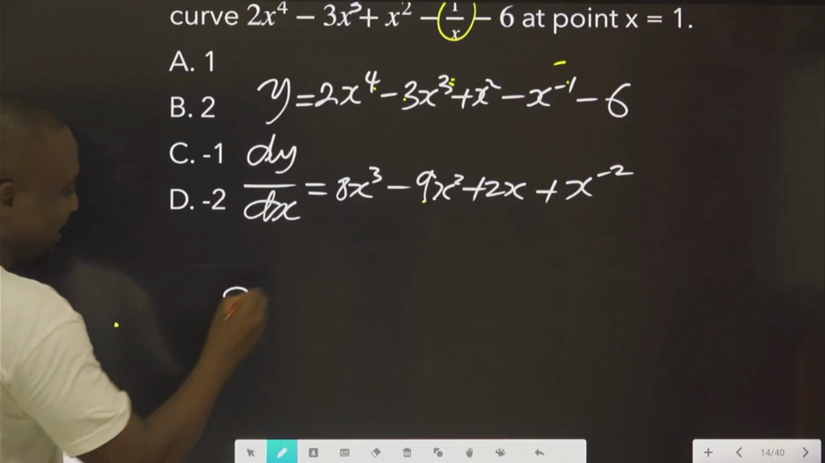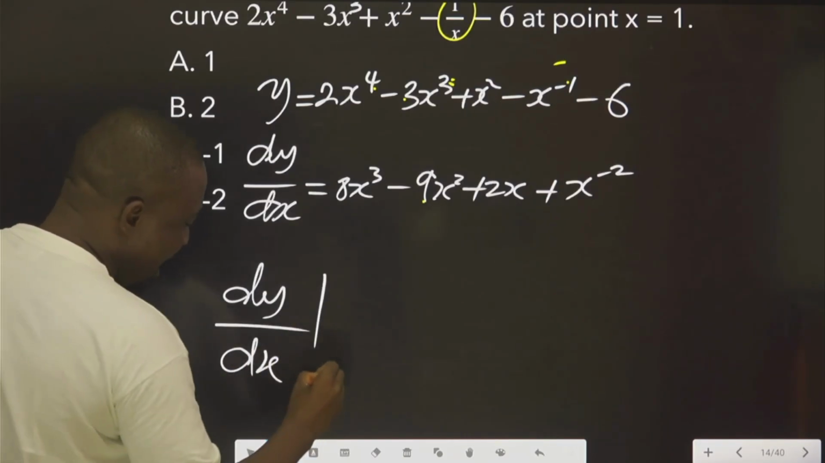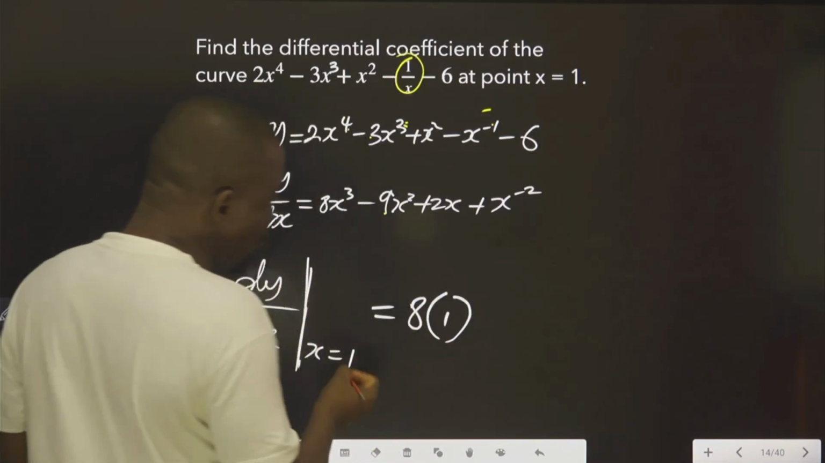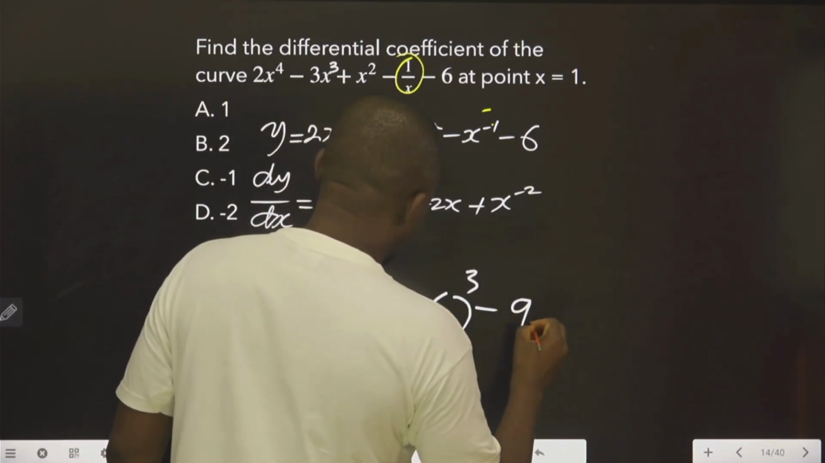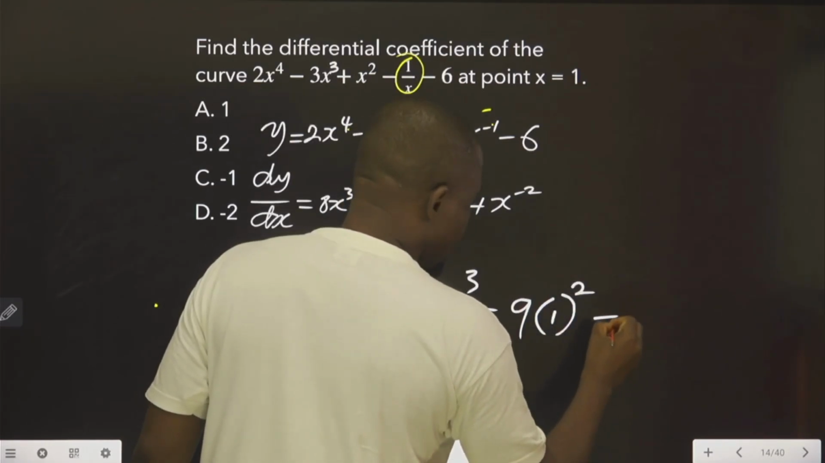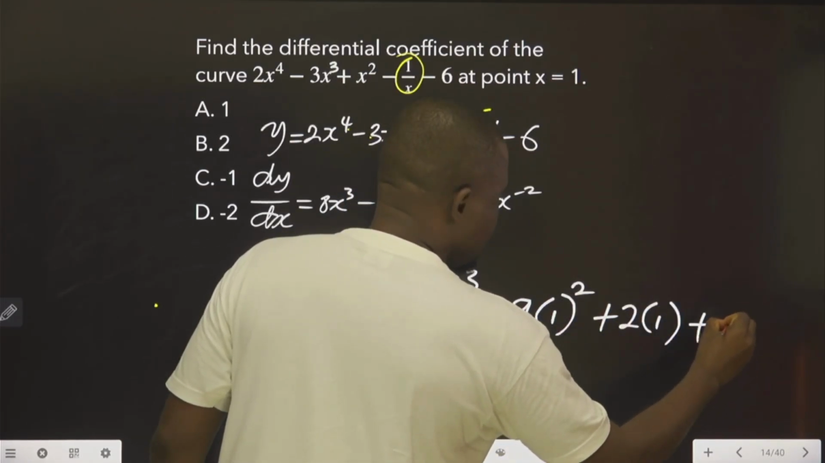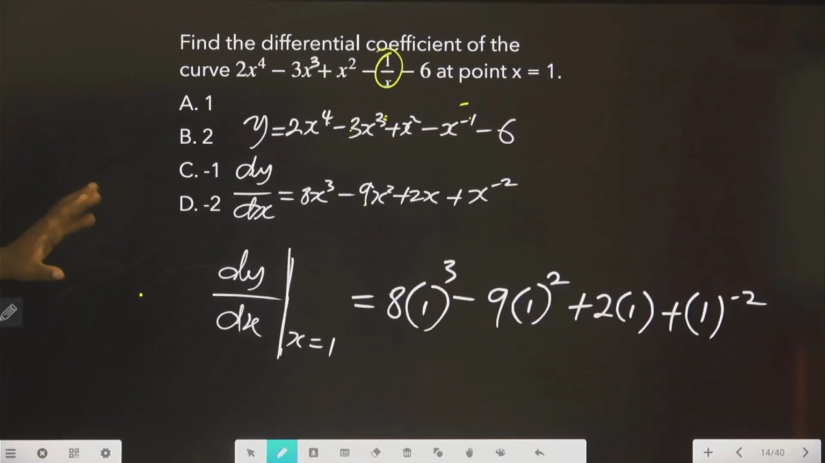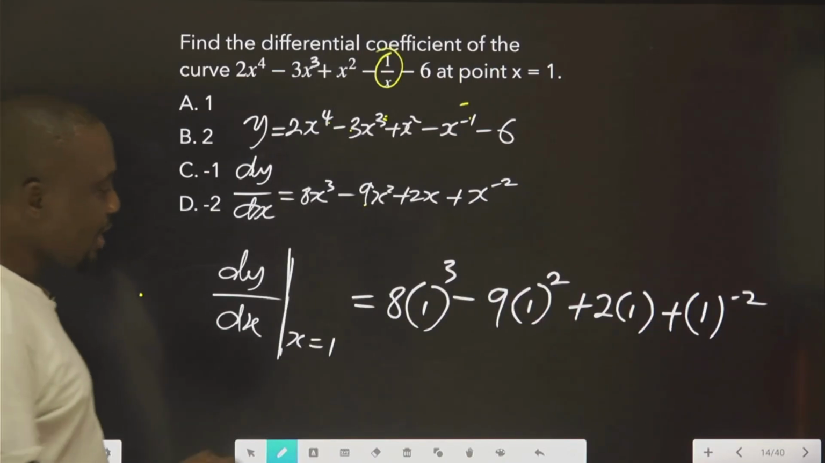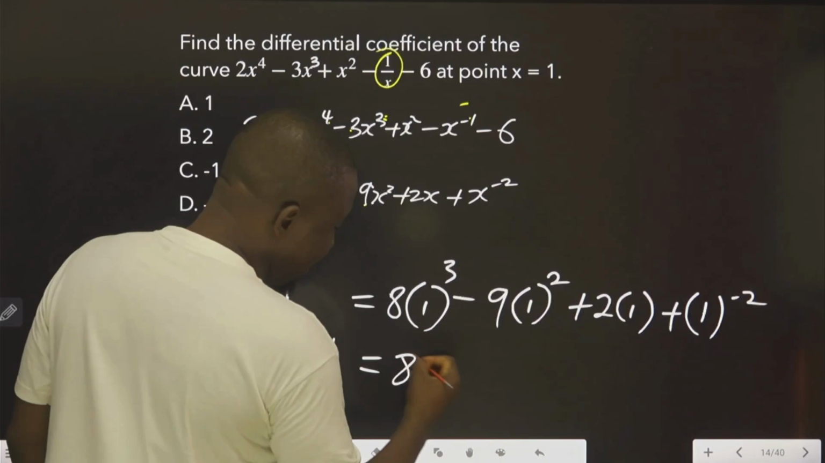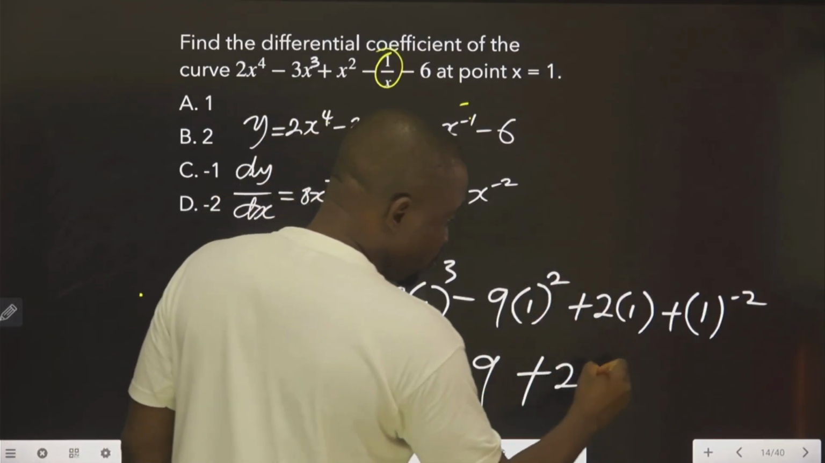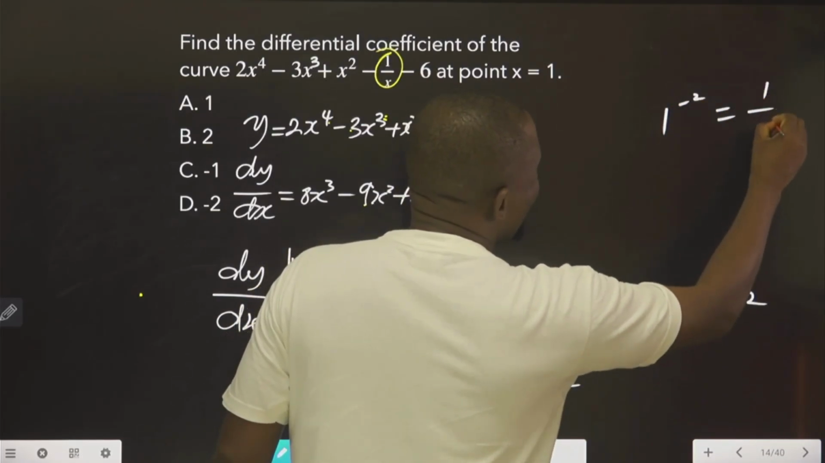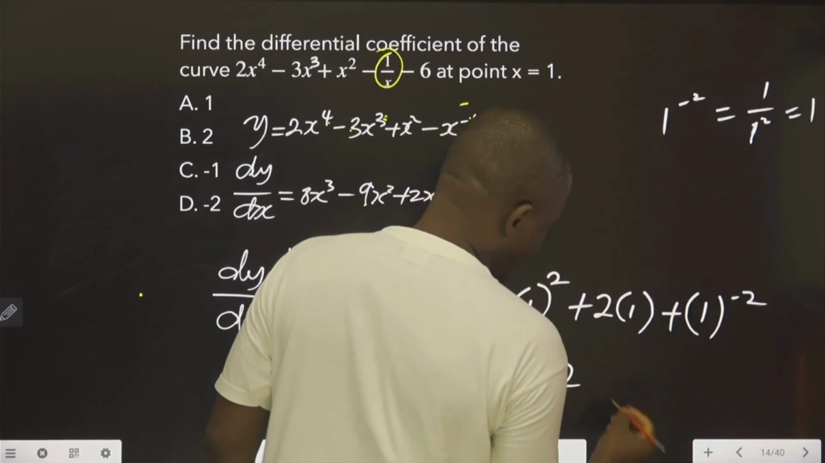Now, at x equals to 1, you substitute 1 anywhere you see x. Okay? Hope you understand this. Anywhere you see x, you simply substitute 1. You agree with me? This is 8, 9, 2. This is 1, this, which is 1 over this, 1.